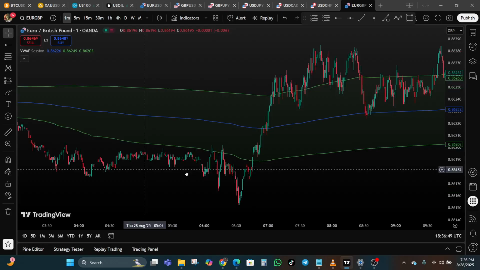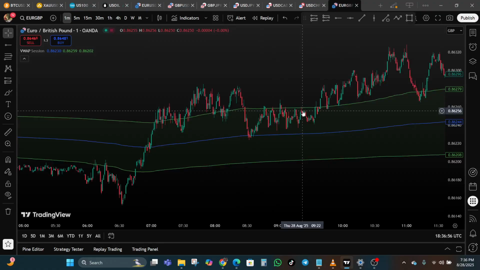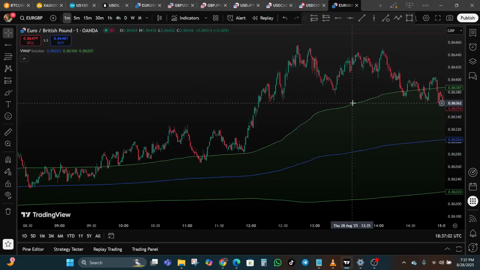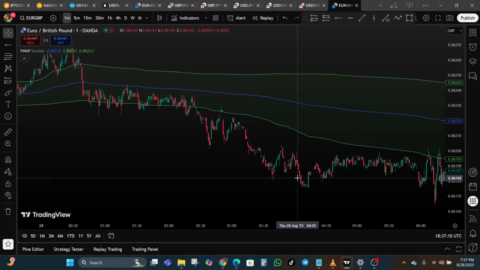You will notice that for this particular indicator, we have three lines. Whenever price is above the upper line, it shows that there is bullish momentum in the market, especially when the line is sloping upward. On the other hand, when price is below the lower line, especially when it's sloping downward, it means that there is bearish pressure in the market. And when price is in between, especially when the lines are going sideways, it means that we have a consolidating market, like what we can see happen around here.